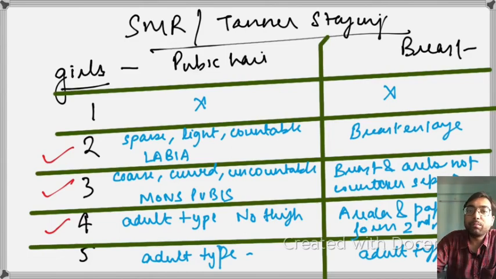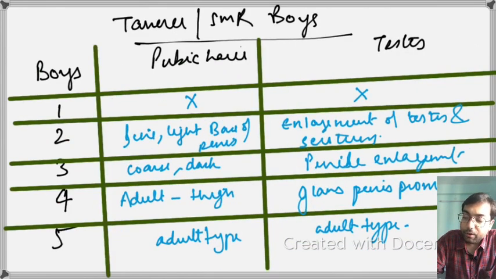In breast development, it is very easy: in stage 2 the breast starts developing. In stage 3 the breast and the areola both start growing, but they are not separate, we cannot see them separately. And in stage 4, the areola and papilla will form a second mound over the breast. Okay, understood. And for Tanner staging in boys, the pubic hair is similar.